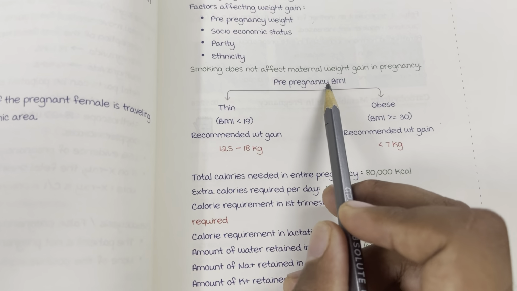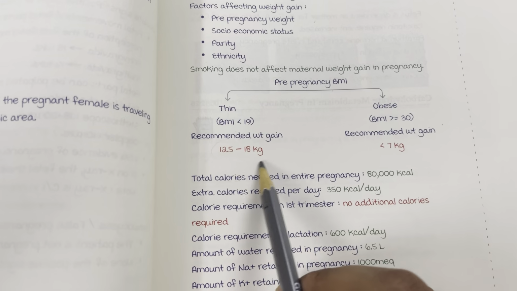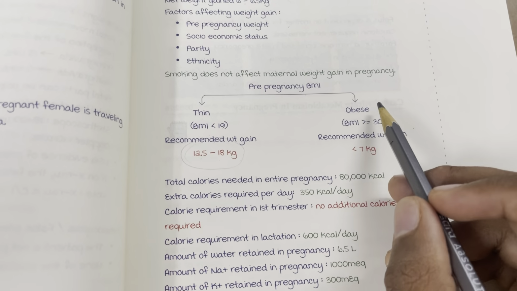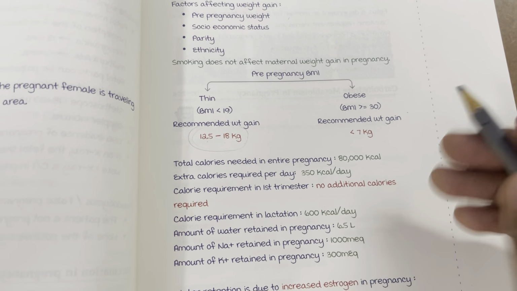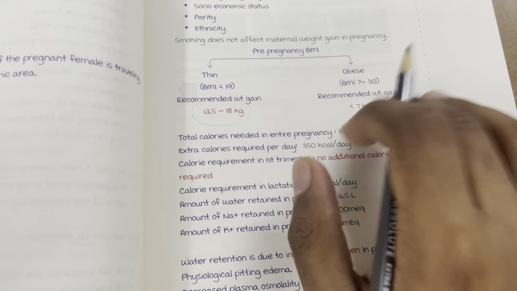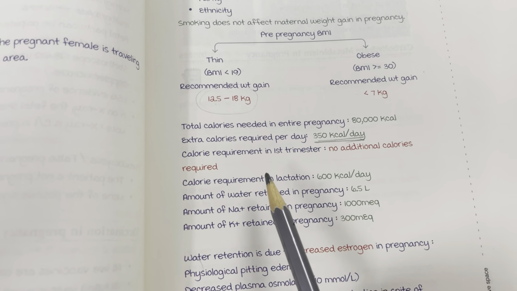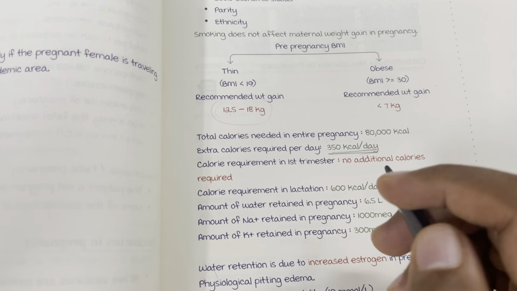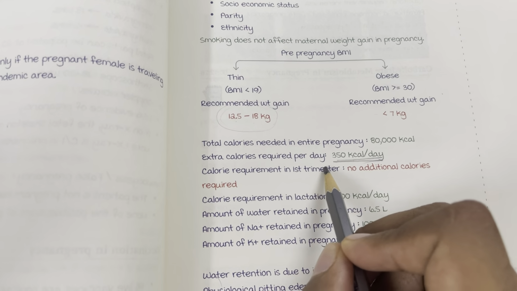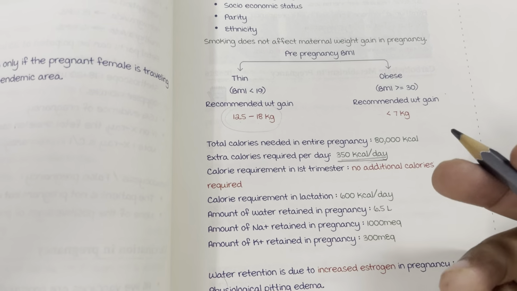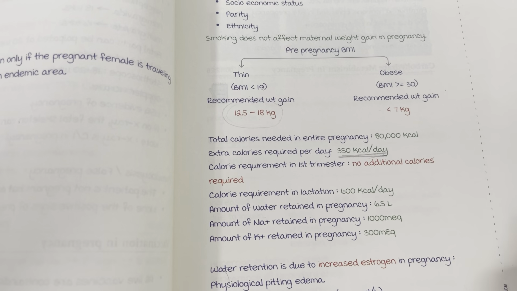So especially if it is a thin woman, you recommend an additional weight gain of 6 kgs, so 12 plus 6, 12 to 18 kgs. But in an obese woman, your recommended weight gain is less than 7 kg. So 6, 12, 18, something like that. See, you need an extra 350 kcal per day in pregnancy, especially in second and third trimester. In first trimester, no additional calories are required. But in lactation, double of 350, or double of 300. So you need 600 kcal per day.